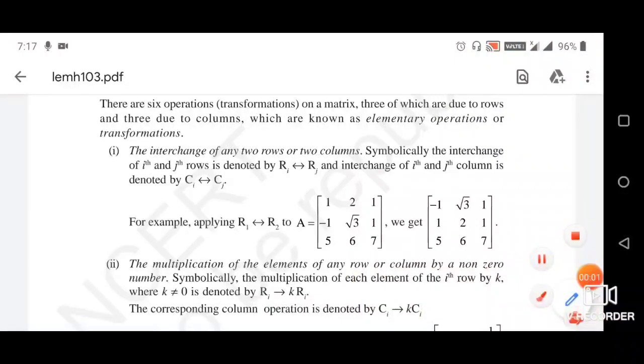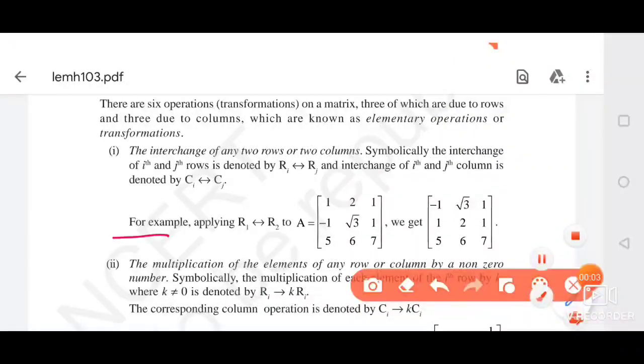Here one example is given. Let us see the example. A matrix A is given, and after that they have written we get another matrix.